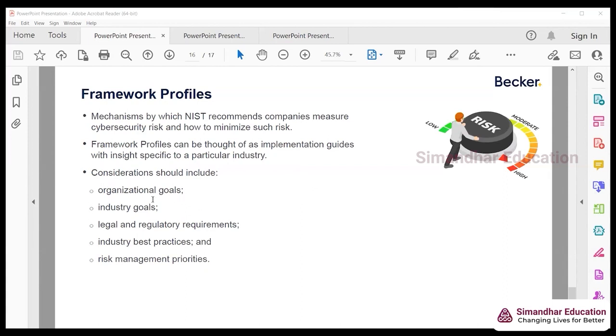So here is the consideration. Similarly, whenever we need to create a NIST profile, we need to consider some of the aspects, which is like what is my goal, the organization goal, what are the industry goals. So it's not only that my goals are important. We talked about goals and objectives a lot. What can be the goals and objectives of an organization? Yes guys, what can be the goals and objectives of an organization?